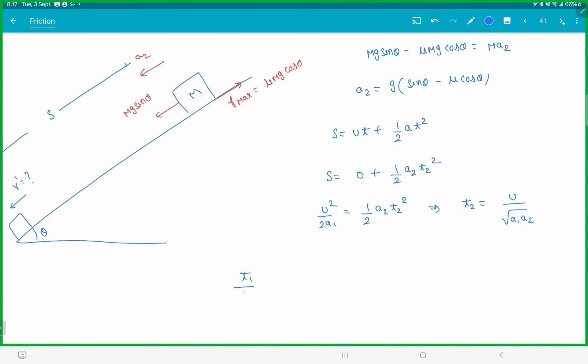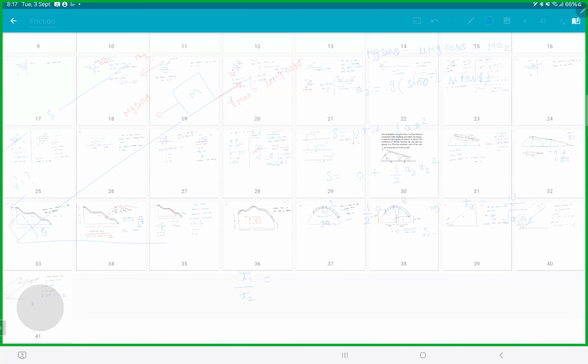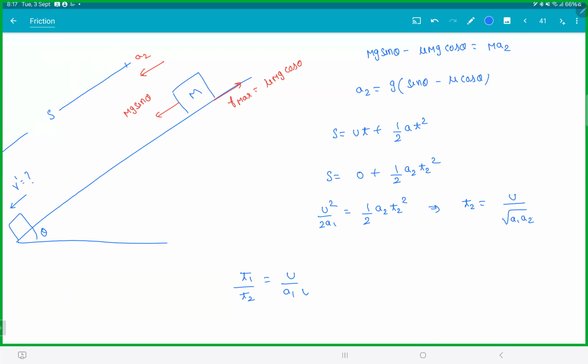So time of ascent by time of descent: this guy is u by a1, divided by u by root over a1 a2. So this is root over a2 by a1, which is root over sine theta minus mu cos theta by sine theta plus mu cos theta. Check.